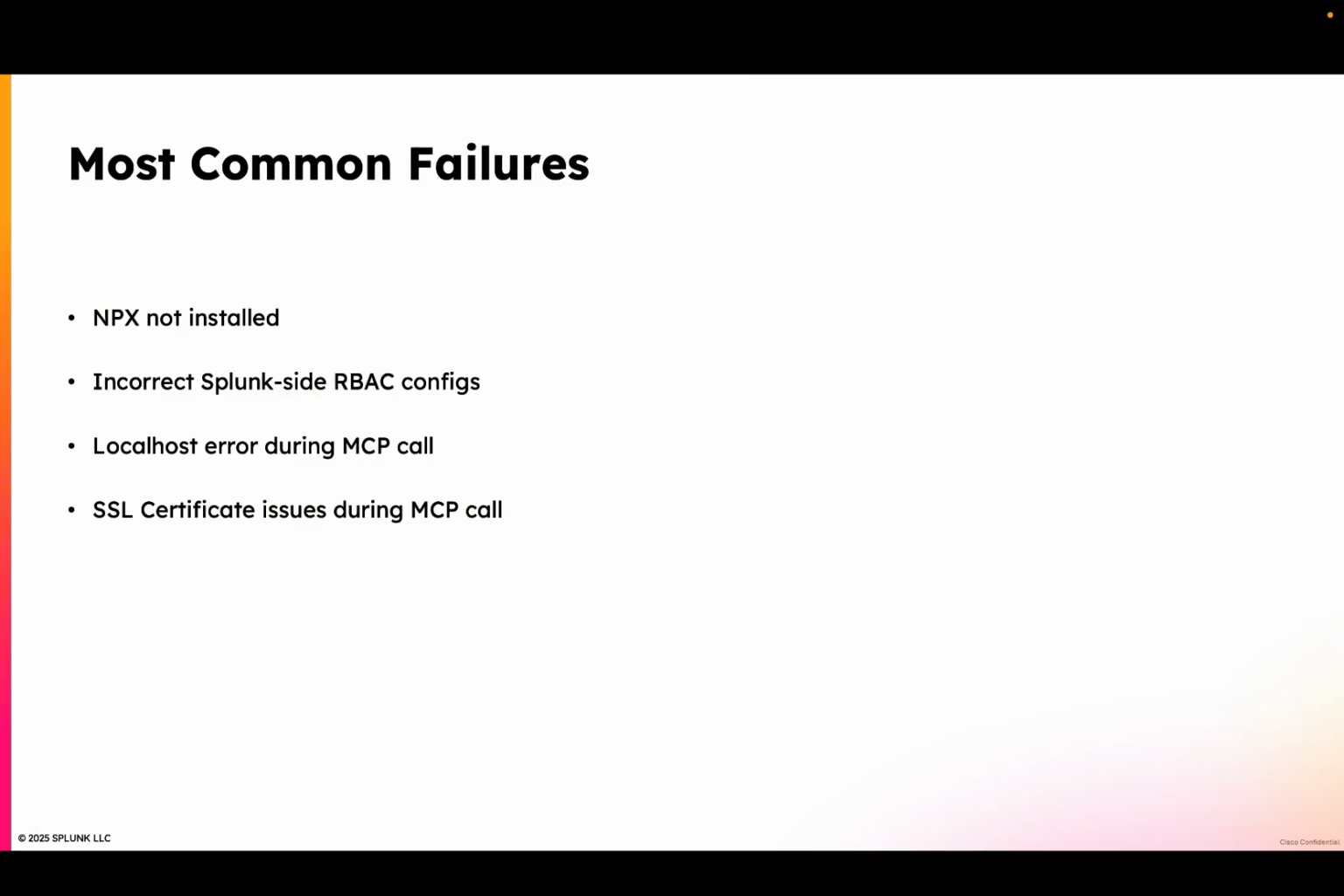And the first one is that you don't have NPX installed on your local machine. The second one is that you may have made some mistakes in your Splunk side roles, users, or token configuration that's causing problems. The third issue is that you might be running across an obscure failure around a localhost when making your first MCP call. And the last issue is that you might see some issues with SSL certification problems like untrusted certs or self-signed certs during an MCP call. Let's walk through each of these and cover what it looks like when it fails and how to fix it.